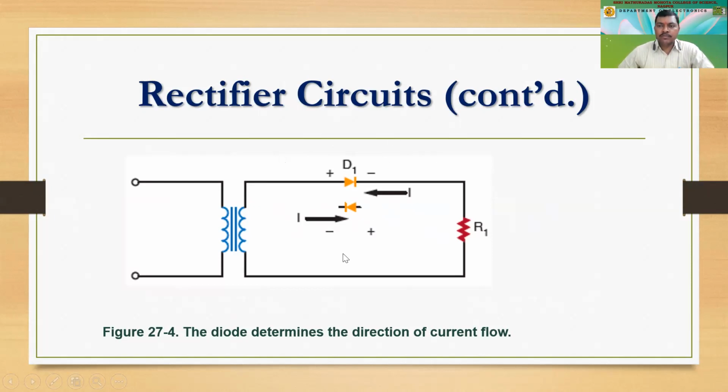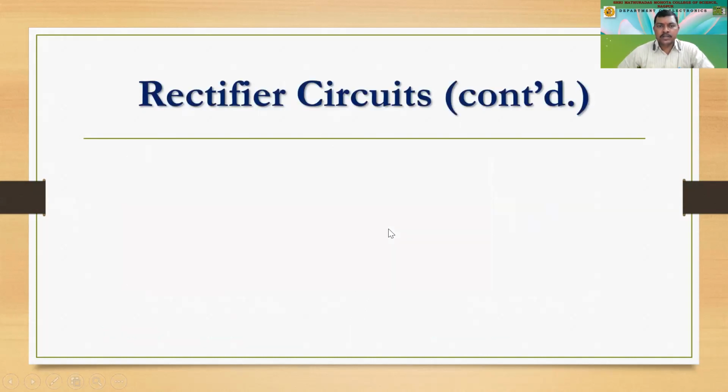If you have to rectify the other half, then we have to use this diode in the reverse direction, and then it will work on that half. So this is how the current flows through the rectifier circuit. We have already completed this.